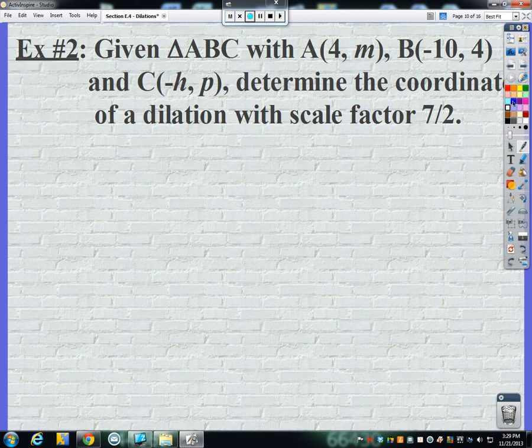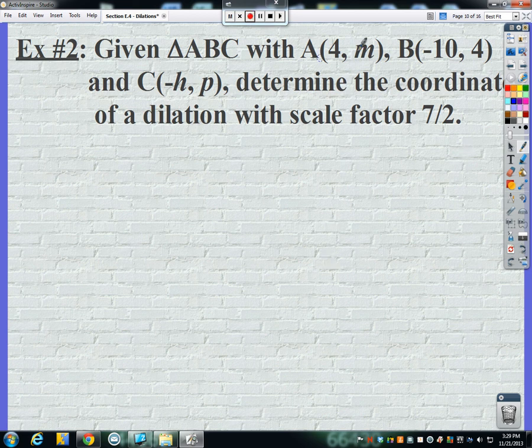All right, so let's try a little bit different one here. It says, given triangle ABC with A at (4, m), B at (negative 10, 4), and C at (negative h, p), determine the coordinates of a dilation with scale factor 7/2. Now, I don't have it on here, but I'm pretty sure I have it in your notes where the center's at (0, 0). Okay, so our rules will apply.